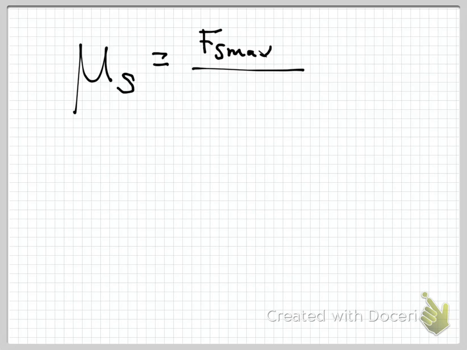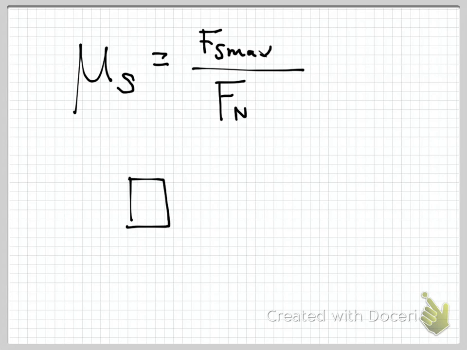Okay, so mu sub s, the coefficient of static friction, is equal to the force of static friction max, or F_s max, divided by the normal force. Remember that force of static friction max is the point at which an object will break loose and begin to move.